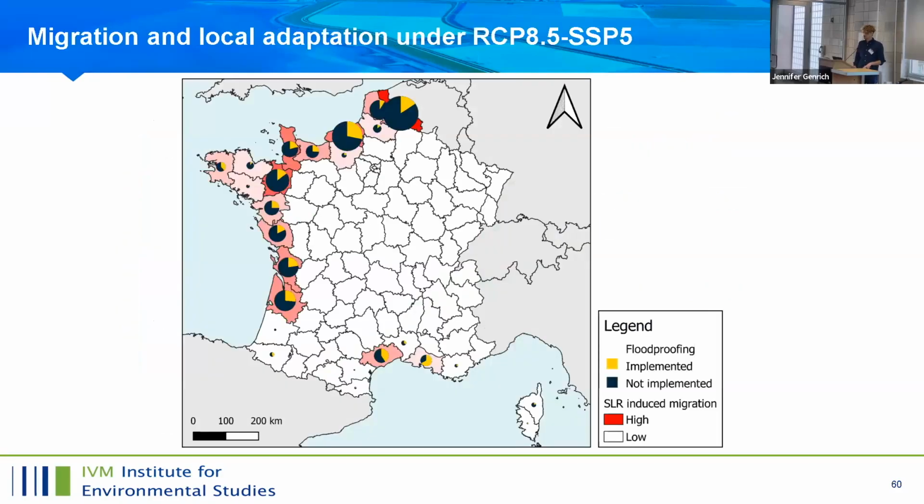So the model also produces spatial outputs, where we can distinguish spatially where most adaptation and migration will take place, allowing us to also identify areas that might be hotspots of migration into the future, but also areas where fewer households will be able or willing to adapt to flood risk by implementing these adaptation measures.